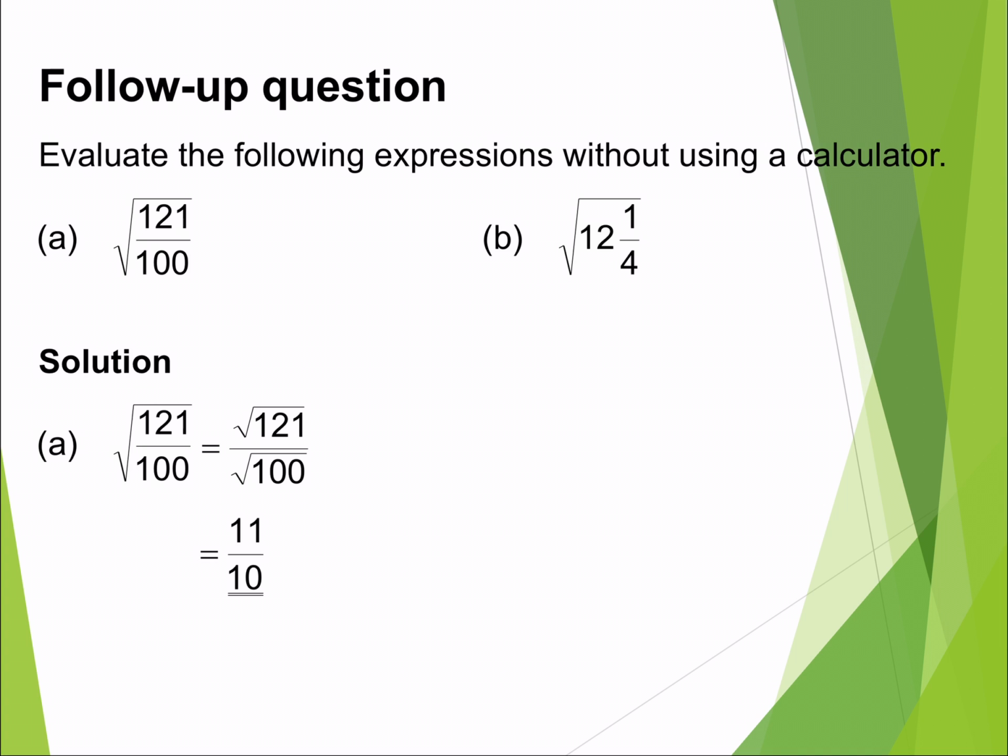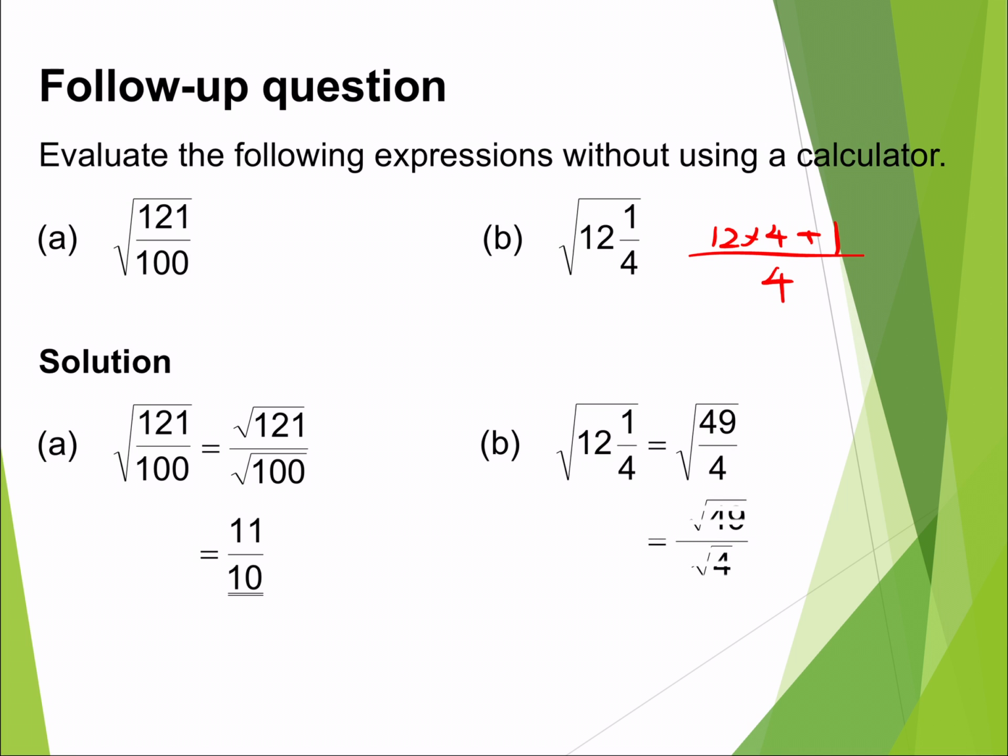For part B, we need to change it into an improper fraction first, okay? 12 times 4 plus 1, so that is the numerator. Okay, so it will equal 49 divided by 4. And then we distribute the square root to both 49 and 4. So it equals 7 over 2. Okay, so do you get the properties of surds for division and for multiplication?